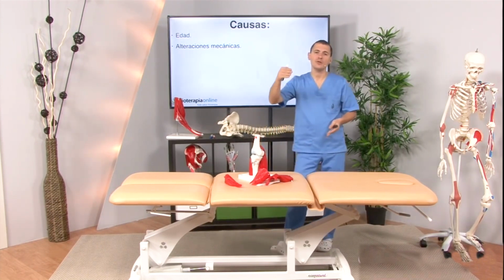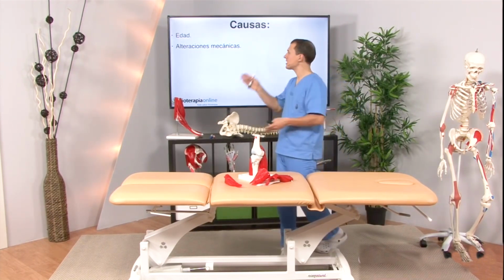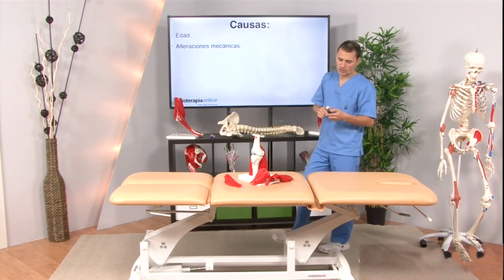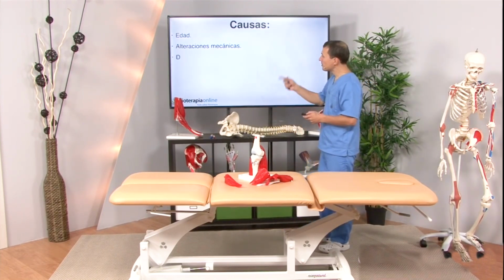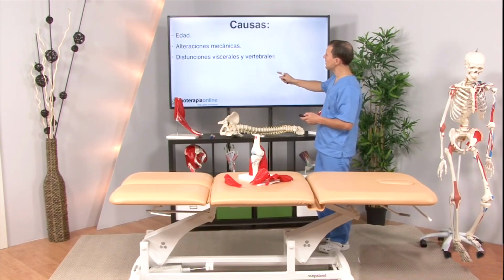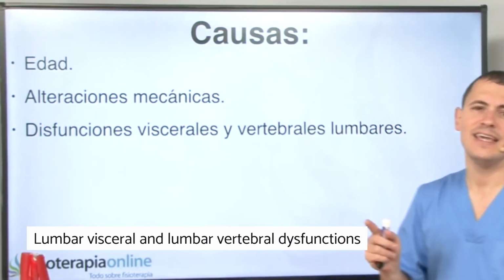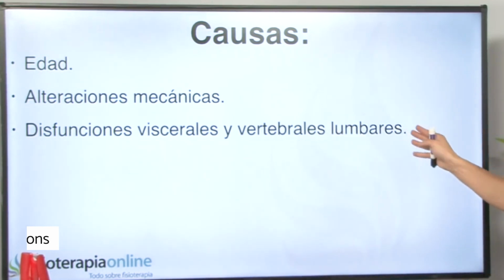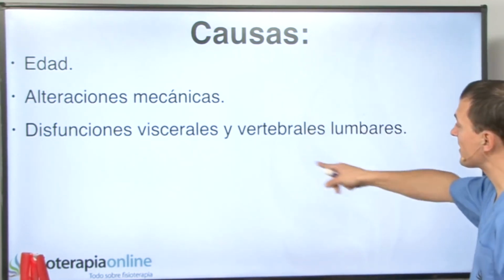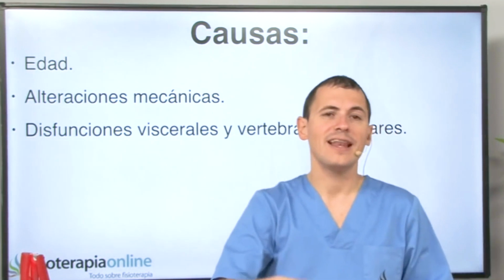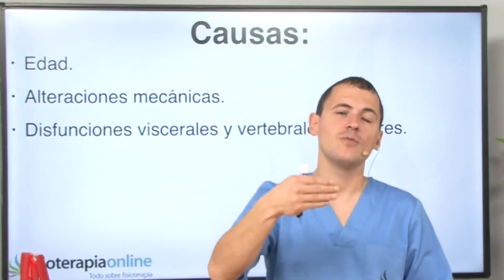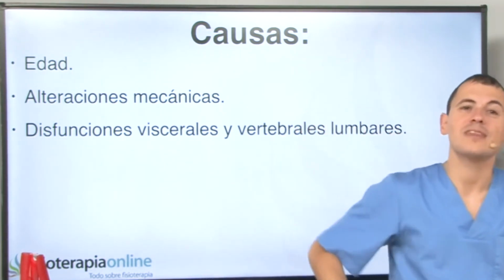Vertebral dysfunctions, alterations in the lumbar area, the pelvis that are going to destabilize and unbalance the legs and knees are many times determined by visceral dysfunctions that are going to cause the vertebrae to become unbalanced. It's a concept that I think we've already developed in several videos on this same platform.